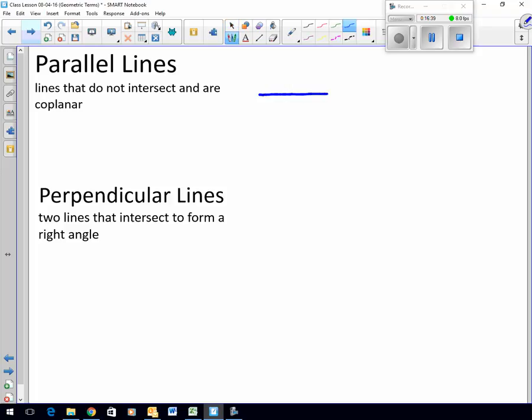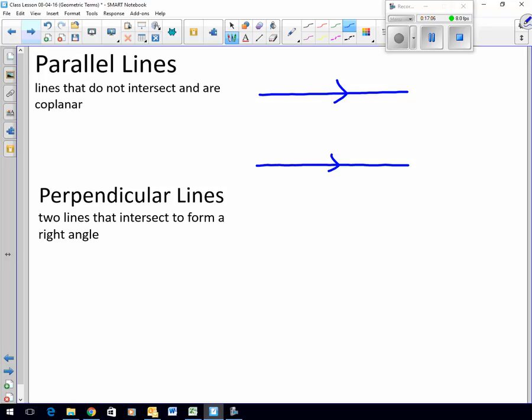I've got a line here. I got a line here. Right? Here is how I will symbolize these lines are parallel. Ready? Like that. That means parallel lines. Parallel lines. Okay?